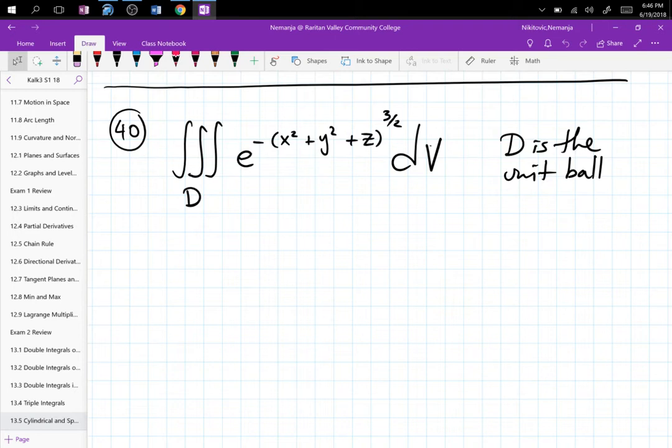Wait, so it's a sphere with a radius 1, right? So it's 0 to 2 pi, 0 to 2 pi again, right? No. The first integral will be from 0 to pi. The second one will also be 0 to pi. Wasn't it just rho squared sine phi d rho d phi d theta, 0 to pi?